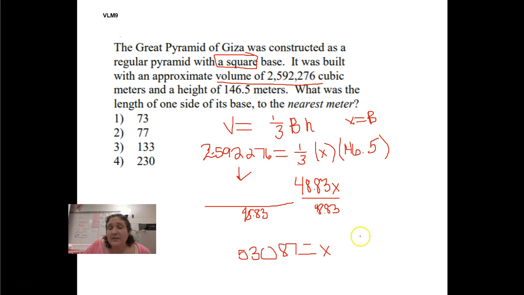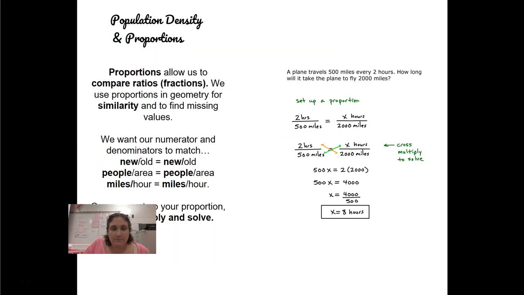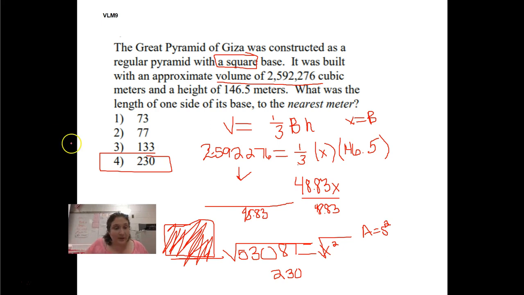Now, because it's a square, we know that the area of a square is side squared. So all we need to do is take the square root of both sides, and that's going to give us our x value. That number represented if I shaded all this part in, but we only want one side, so that's why we took the square root of this whole number, and that's how we got 230. Okay, so we're going to end this recording right there.